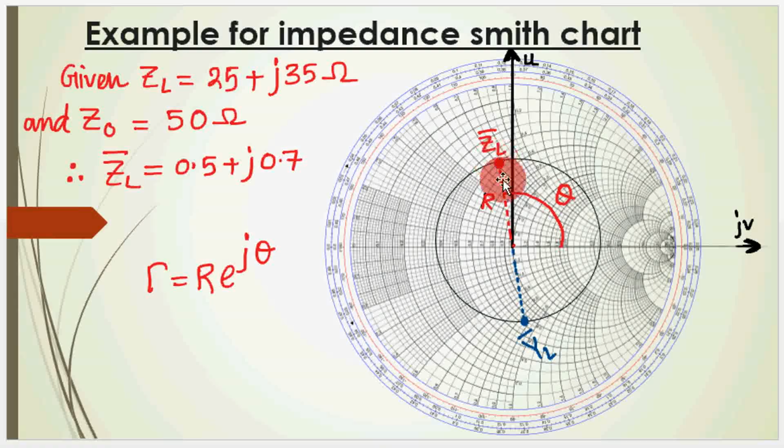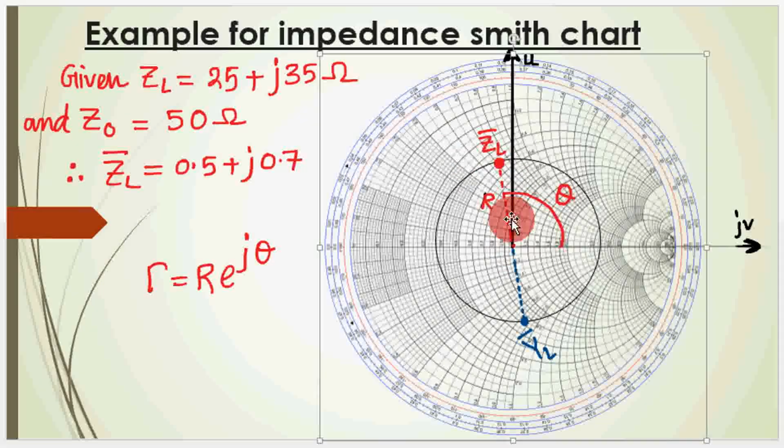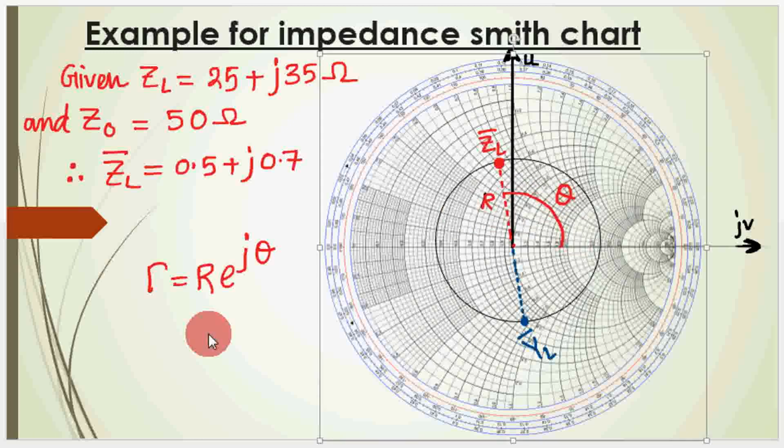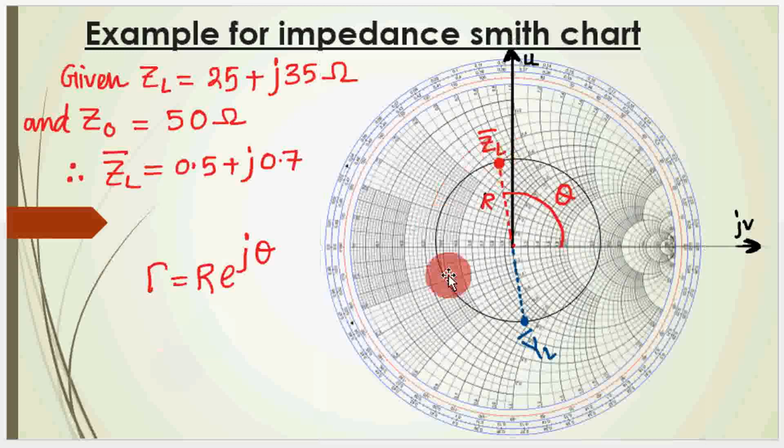You draw a line from the center to this point, and this length is called the modulus of the reflection coefficient at the load point. And this angle theta is the angle of the reflection coefficient. So you can draw the constant VSWR circle. You can calculate the VSWR rho from here.